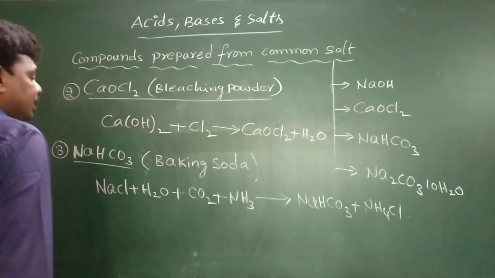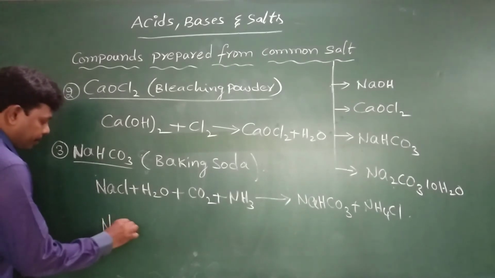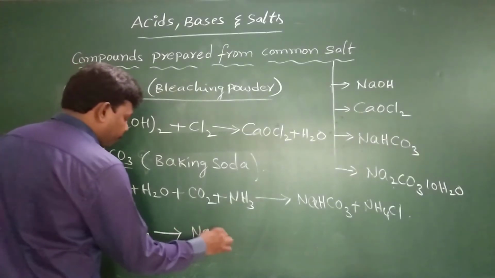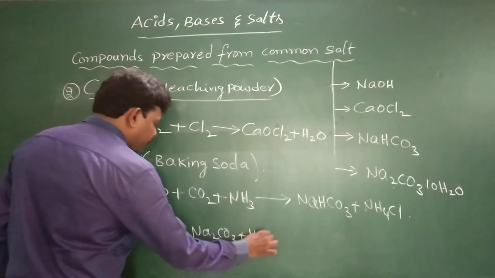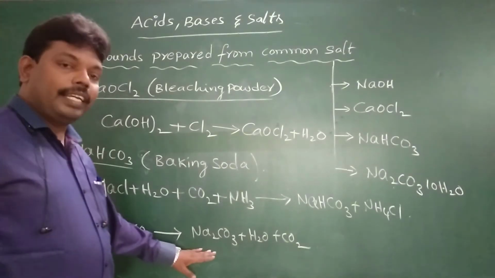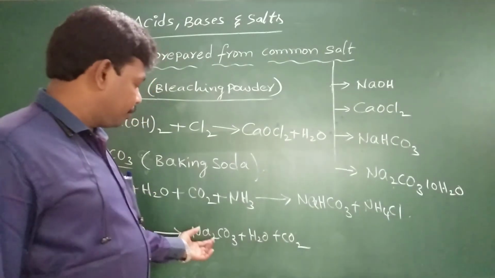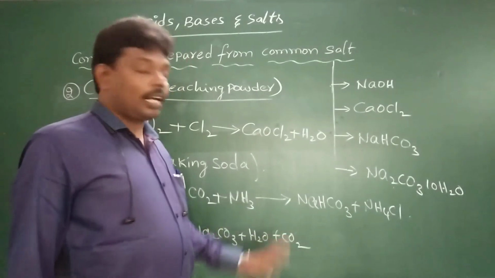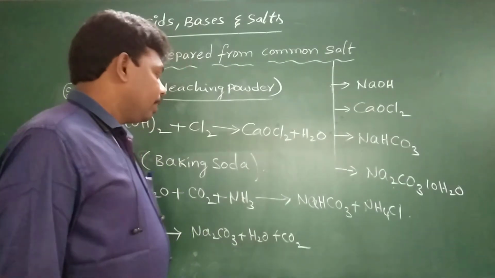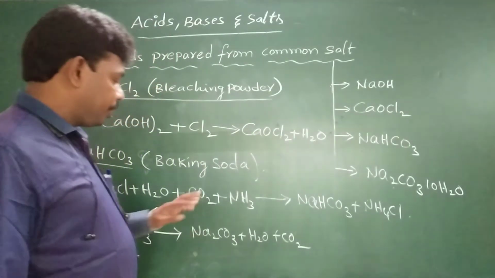Now, if you heat the baking soda, NaHCO3, it gives Na2CO3 plus H2O plus CO2. So when you heat the baking soda, we get sodium carbonate, another very important industrial compound, and water and carbon dioxide. These are the products formed. This carbon dioxide is used to make the cake spongy and fluffy. Got it now?